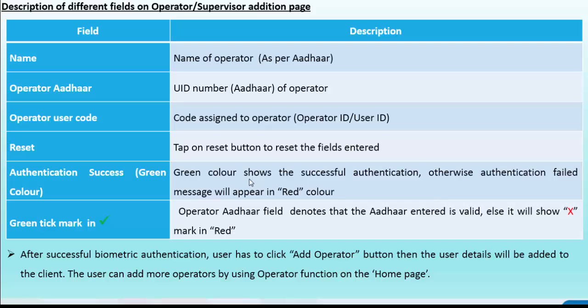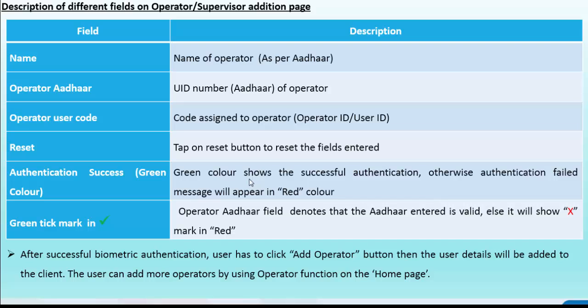Even this operator supervisor addition page has some different fields. The first one is name. Name we have to give as per Aadhaar, then operator Aadhaar number, the UID number we have mentioned here. UID is nothing but Aadhaar number. Operator user code will be provided by your EA and registrar. Then the reset button is to reset the values which are already entered in the operator addition screen.